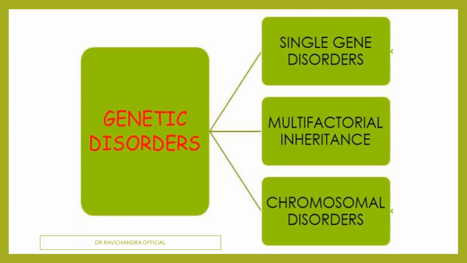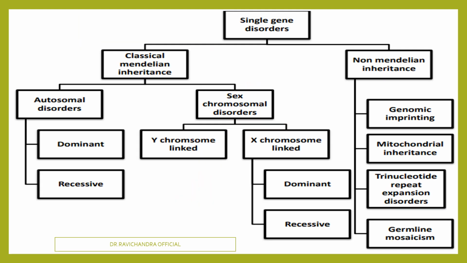Genetic disorders are mainly classified into single gene disorders, multifactorial inheritance, and chromosomal disorders. Single gene disorders are further classified into Mendelian and non-Mendelian inheritance. Mendelian inheritance is further divided into autosomal disorders and sex chromosomal disorders. Autosomal disorders can be autosomal dominant or autosomal recessive. Sex chromosome disorders can be X chromosome linked or Y chromosome linked. In the X chromosome linked, it can be dominant or recessive.